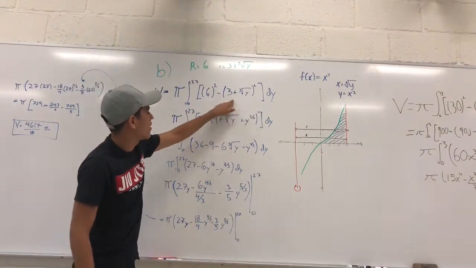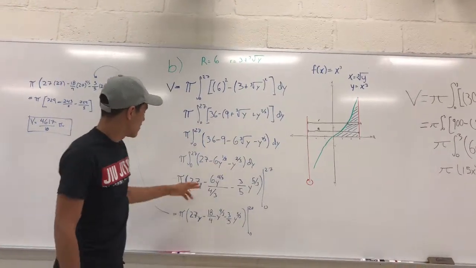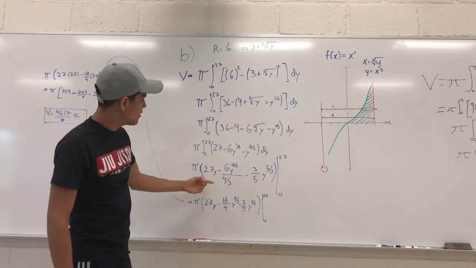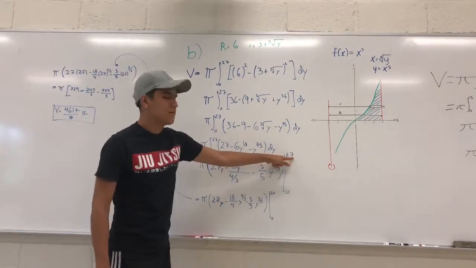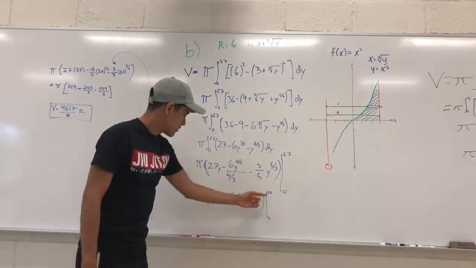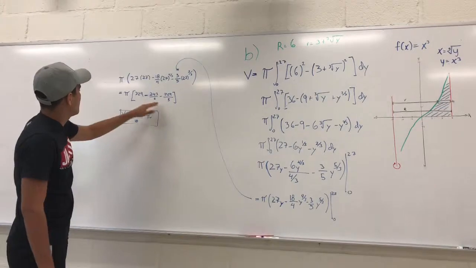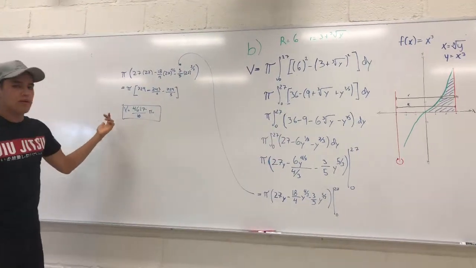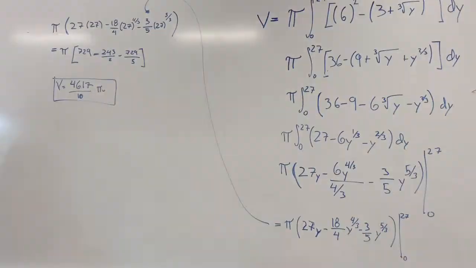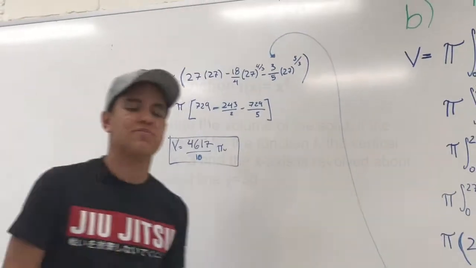We solve these operations. We do the binomial squared, as you can see here, solve it, then solve the integral, and finally substitute the 27 into each y. As you can see here, we substitute the 27, and the final result is a volume equal to 4,617 over 10 pi units of volume.